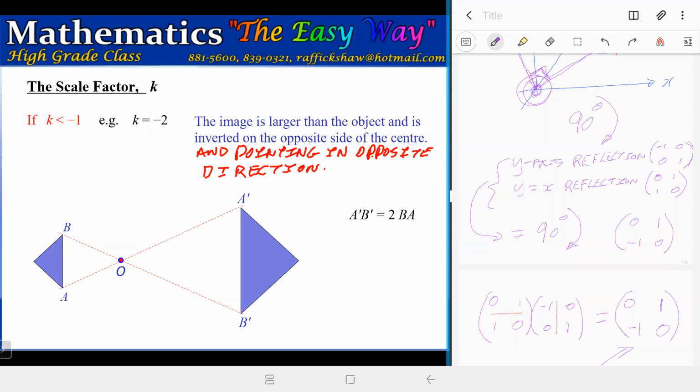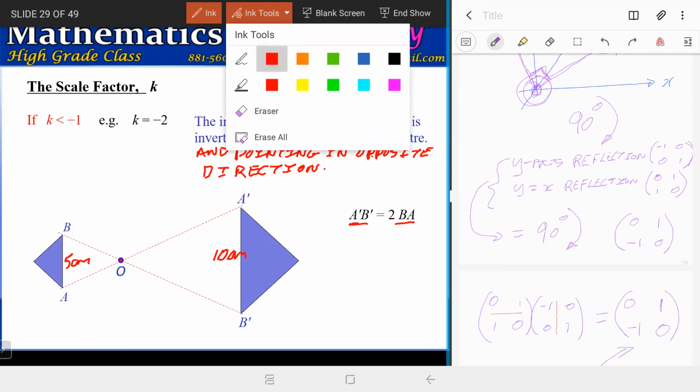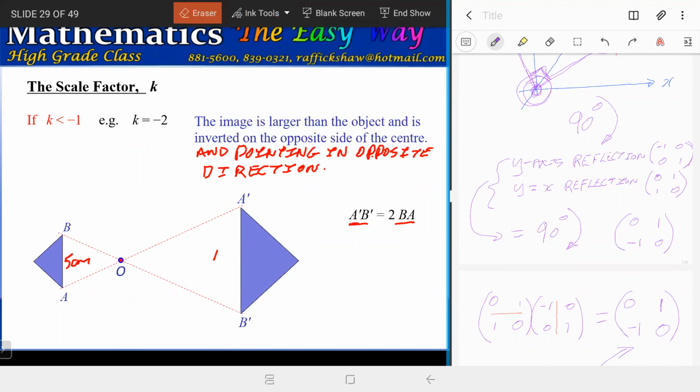All right. So that's it again. The distance B prime is 2 times BA. If you notice, what I've done, I've switched around the letters to account for the fact that they point in the opposite direction. But technically, it is the same length. So if this is 5 centimeters, then this is going to be 10 centimeters in length. Twice as long. They point in the opposite direction because of the negative.